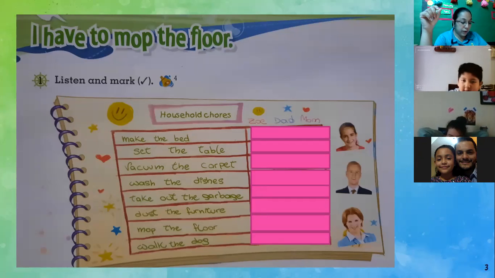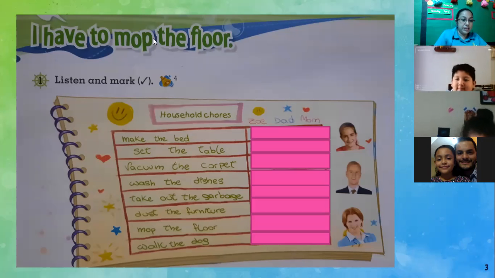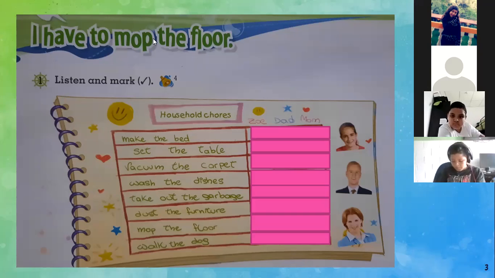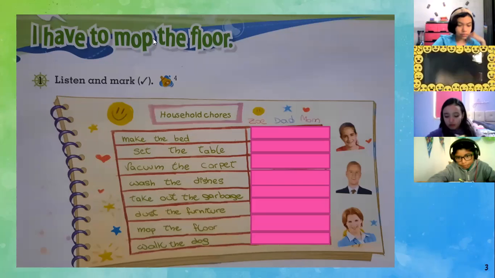Does your dad have to do anything else? Yes, he has to mop the floor. He has to walk the dog too. Okay, so this one is the dialogue. I repeat again. Yes? Okay, and you complete. You write a check. What are the activities that so has to do, dad has to do, and mom has to do? Okay? Okay, excellent.